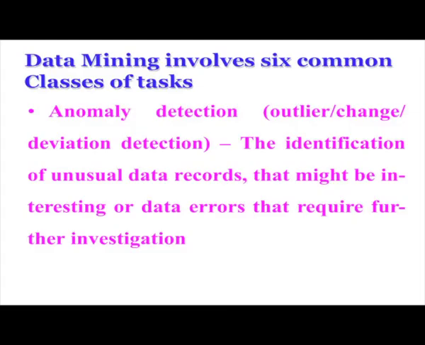Let us see the data mining tasks. Data mining involves 6 common classes of tasks. The first one is anomaly detection, that is outlier, change or deviation detection. Here we do the identification of unusual data records that might be interesting, or data errors that require further investigation.